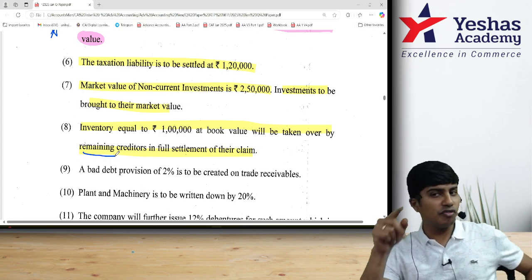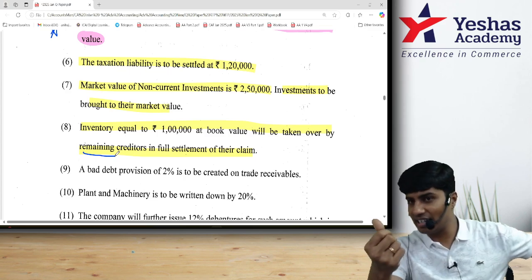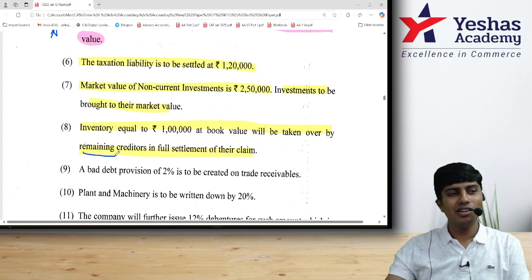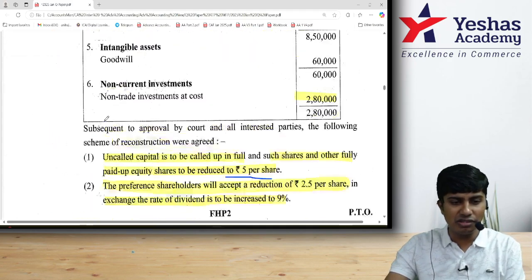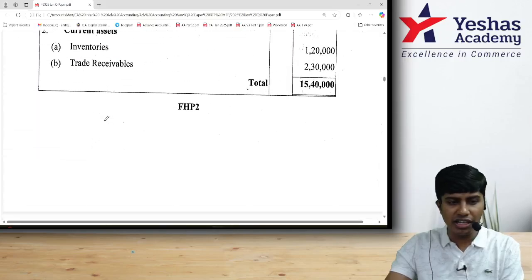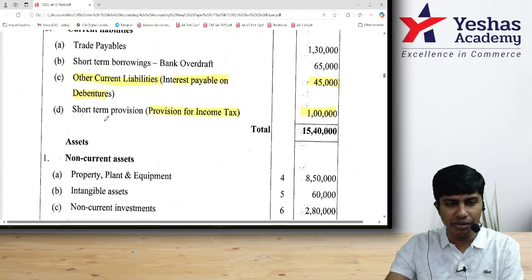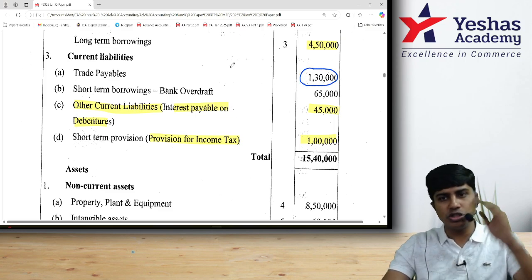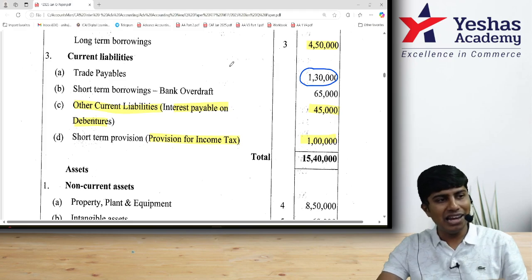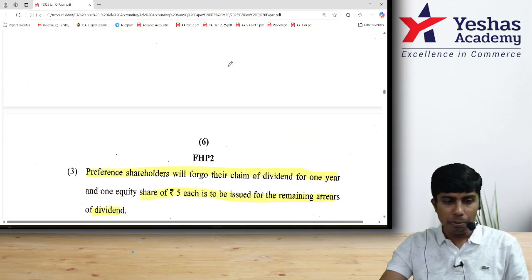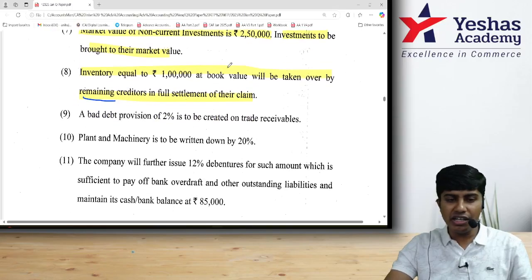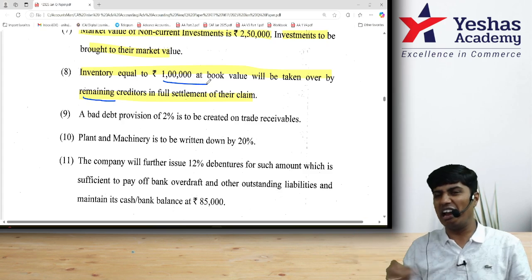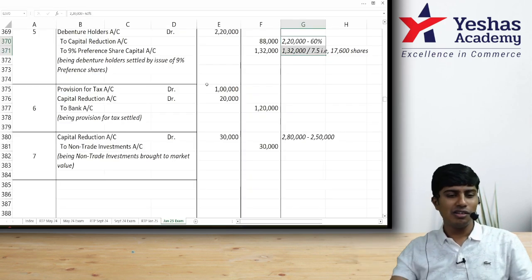Why? Out of the creditors, 50,000 is Mr. X. Only the balance creditors should be settled. How much is creditors in the balance sheet? Have a look. Creditors or trade payables in the balance sheet is 1,30,000. Of that, 50,000 is Mr. X's. The balance 80,000 is settled by issue of inventory costing rupees 1 lakh. We settled 80,000, but we have given 1 lakh, so 20,000 is our loss. But I have to write that.